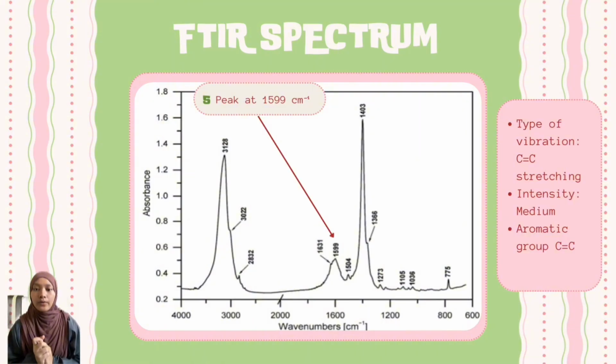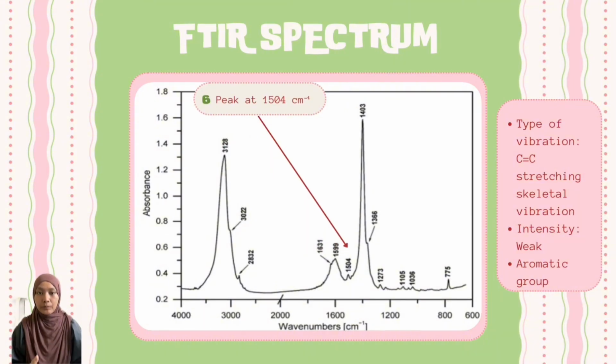Now, the peak at 1599 per centimeter corresponds to aromatic C=C stretching. This confirms the conjugated aromatic system in berberine. Conjugation causes electrons to become delocalized across the aromatic rings, slightly lowering the vibration frequency compared with an isolated double bond. The peak at 1504 per centimeter represents the skeletal vibration of the aromatic ring. It has a weak intensity because the vibration produces only a small change in dipole moment. So, it provides additional evidence for the aromatic structure.